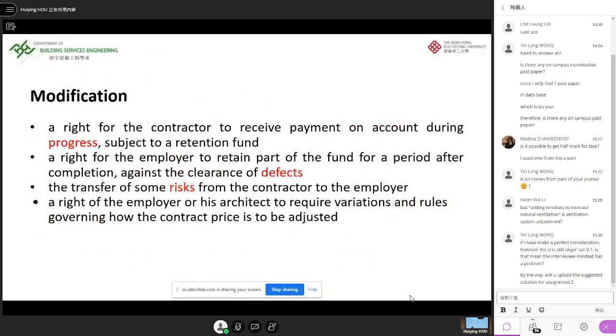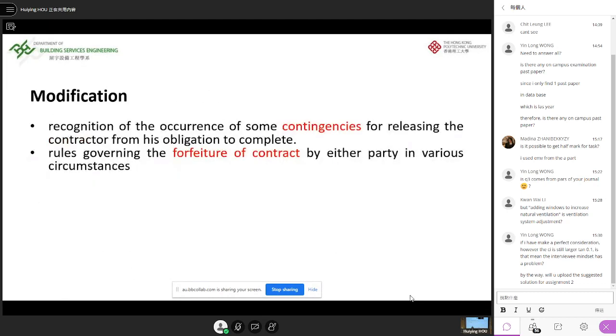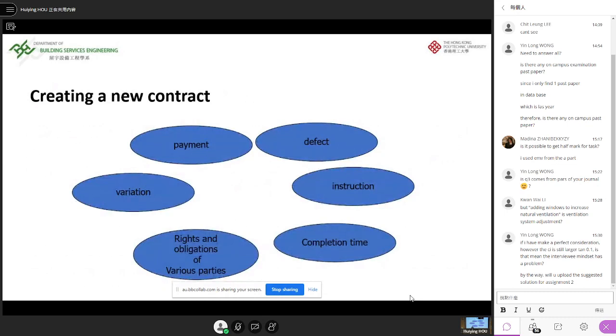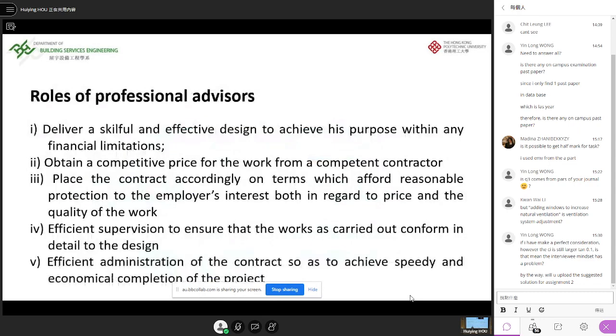What is modification? When we establish a contract, during the construction process we will encounter modification. What type of modification will be involved? And later on, we'll talk about variation as well. In the lecture, I talk about how to create a new contract, what elements are included in a new contract, and who is going to monitor the contractual process.